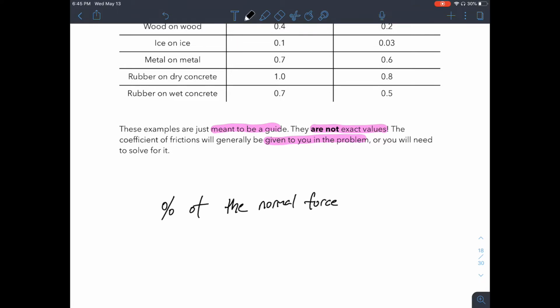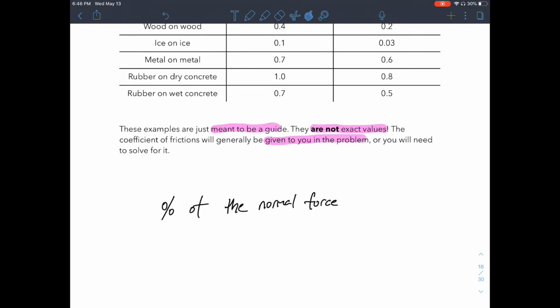It's not a percentage. I do not want to tell you that it is a percentage because it's not. But if you think about it, you're taking your normal force and you're multiplying by a decimal, which means in reality, you could think of rubber on wet concrete as 50% of your normal force. That's the amount of friction that's holding you back. Again, that is not the mathematical definition of these coefficient of frictions, but that's just one way to think about how much friction and how your coefficient of friction relates to that.